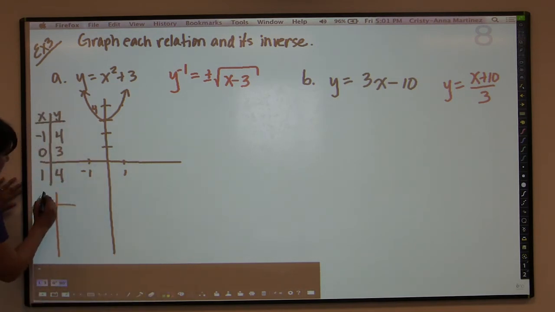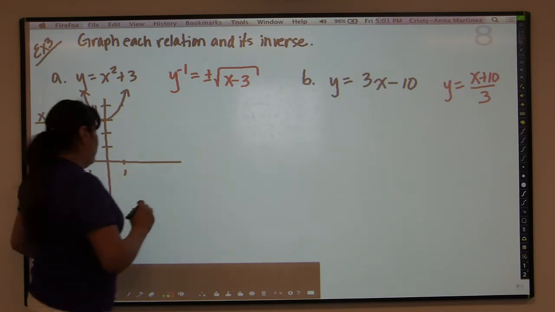x and y, remember? So I can just take the -1, 4 and call it 4, -1. The 0, 3 and call it 3, 0. And the 1, 4 and call it 4, 1. So now I'm going to plot those guys.